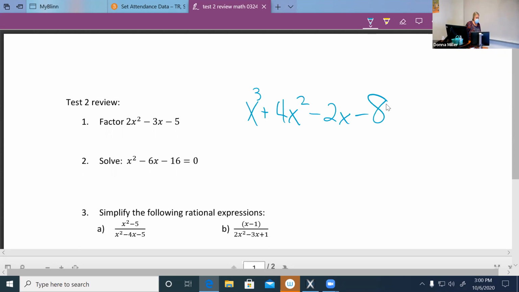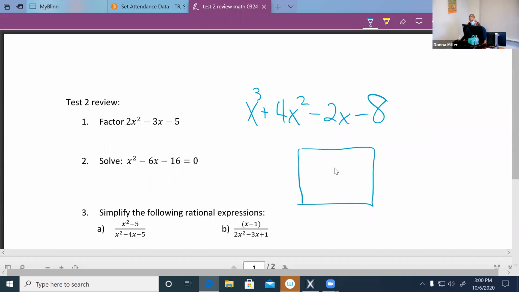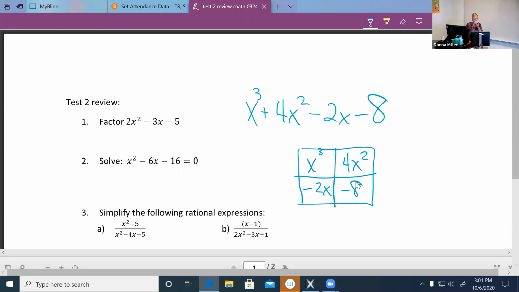When you have 4 terms, I would suggest doing a box. First, you take out any common factors. No common factors? Okay, so the easiest way I think to do this is to make a 2x2 box. Put 1 term in every square. So I'll do x cubed, 4x squared, minus 2x, minus 8. See, I put 1 term in every box? You're going to take common factors out of the rows and out of the columns, and that's going to be how you factor it.